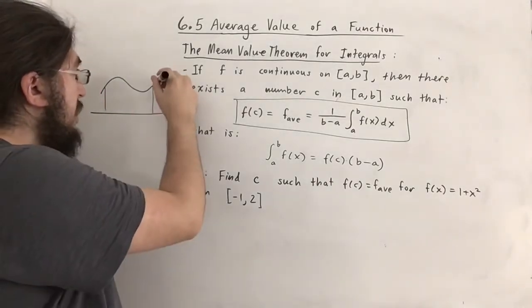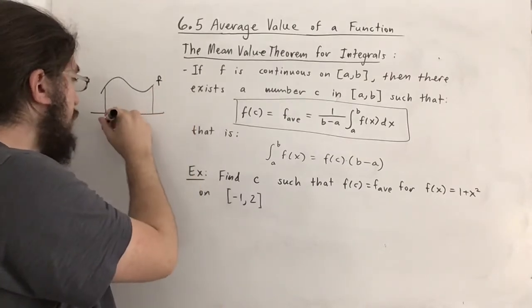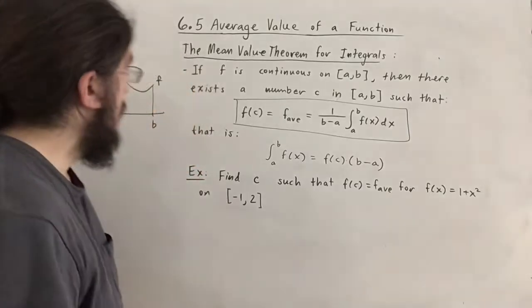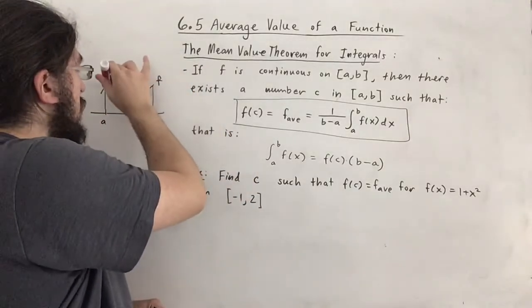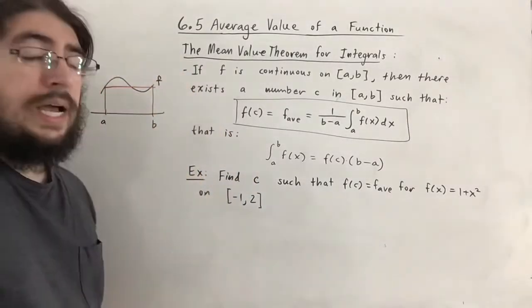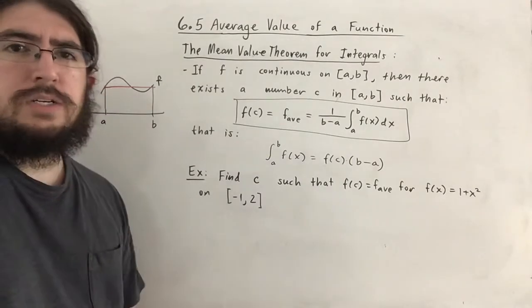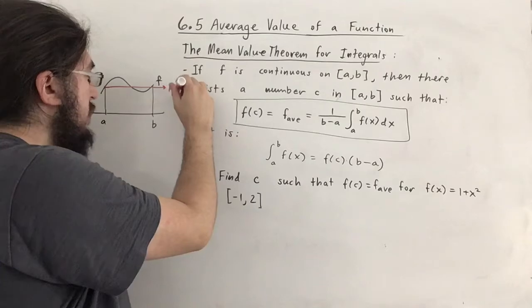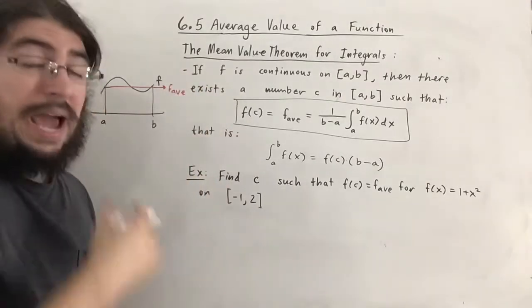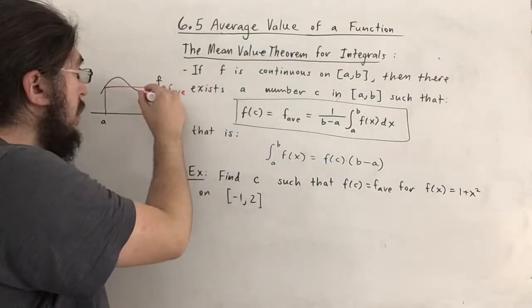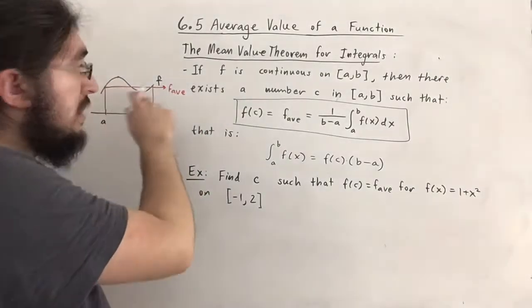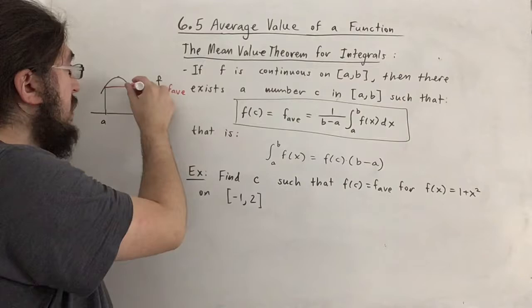So if this is f, and this is a and b, let's say, it must be the case that f average is somewhere in between these heights. And we know that because, like I mentioned earlier when we described f average, it's the average height. So it's somewhere in between the lowest height and the tallest height. So what that means is that if f is continuous, then there exists some value.